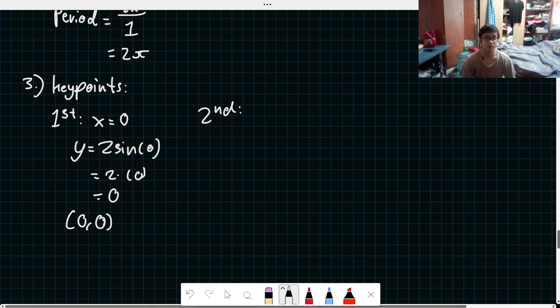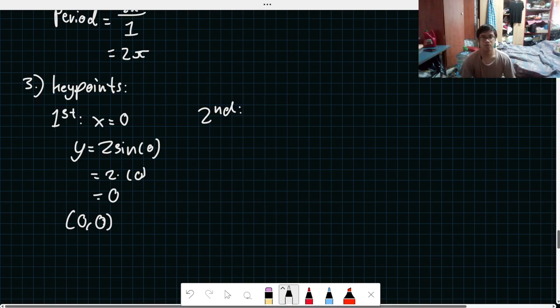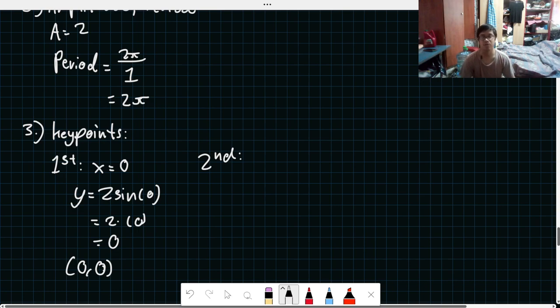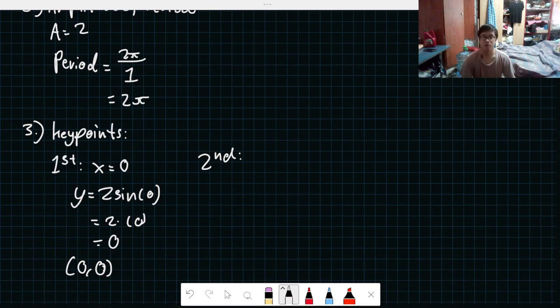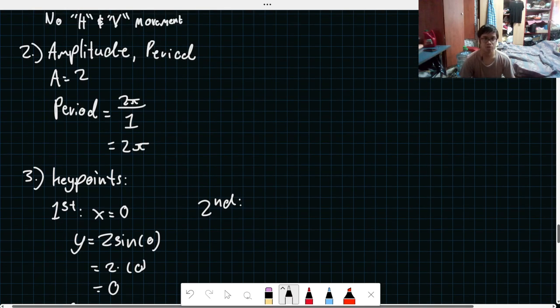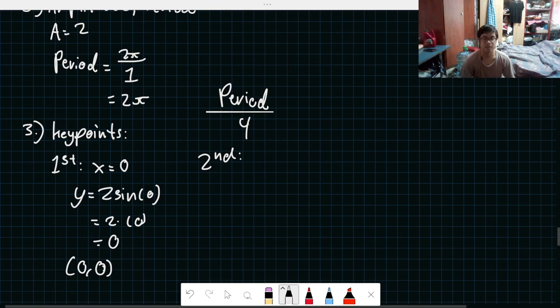Now, for your second key point, second, third, fourth, and fifth key point, what you're going to do is relate the previous or recent x value you found with the period. Because here, if you're going to find the x value of your second, third, fourth, and fifth key points, the first thing you need to do is divide your period by 4. Okay? That's the first thing.